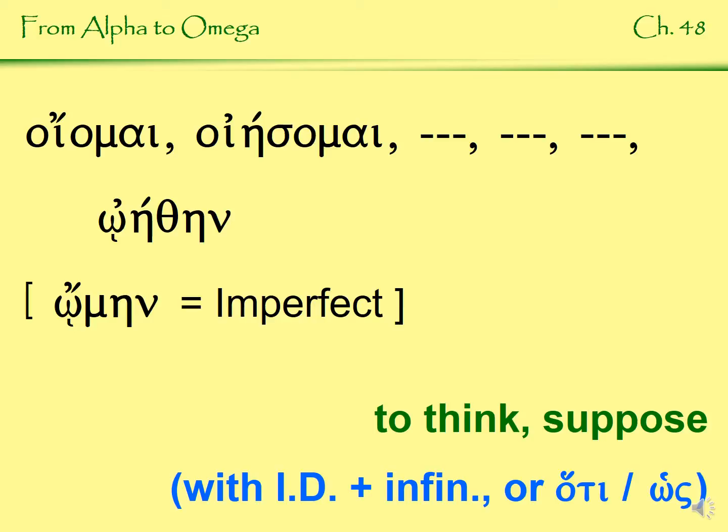Oiomai, oiesomai, and then all the way to the sixth principal part, oiethen. Notice the imperfect there, lengthening oi to oi-omen. It means to think or suppose. Here this takes a thinking verb, so it takes an infinitive or hoti or hos for indirect discourse.